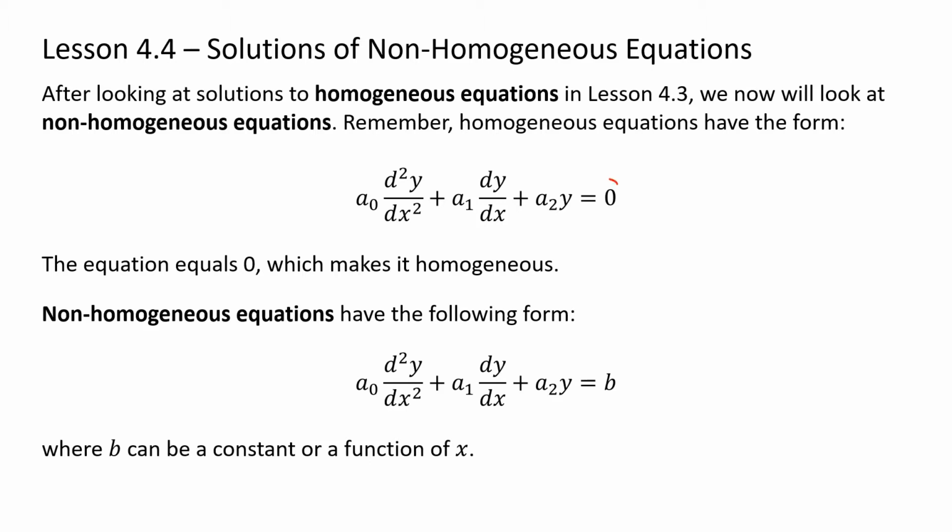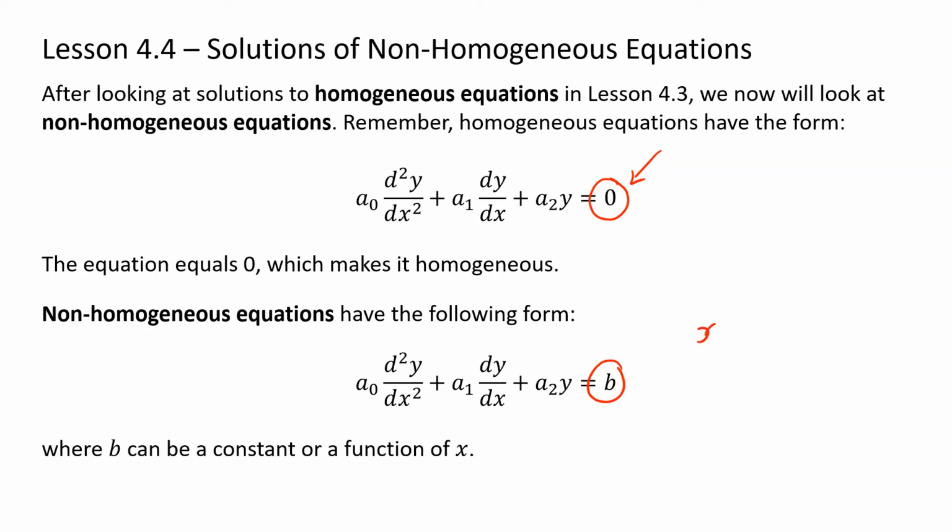Remember, homogeneous being where this equation here on the left has a second derivative, a first derivative, and the y, or some variation of this. Maybe we won't have a first derivative, or one of those options. And it equals 0 for the homogeneous solution. For non-homogeneous equations, it equals some function b. That's usually a function of x or a constant.